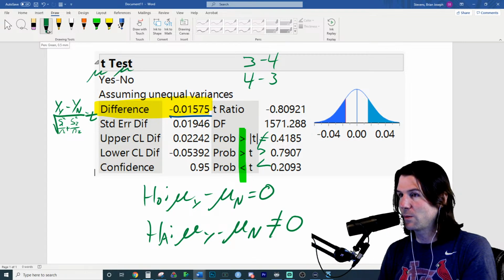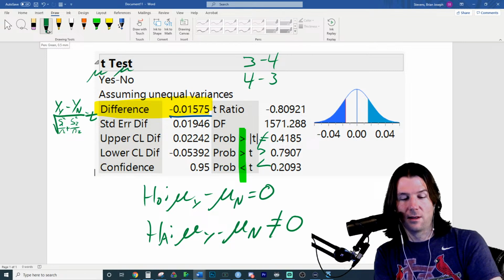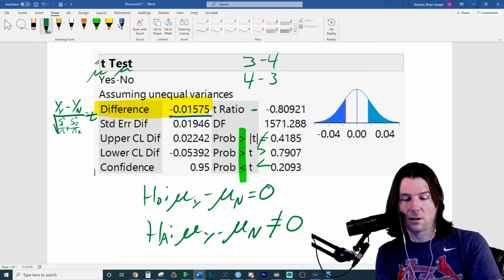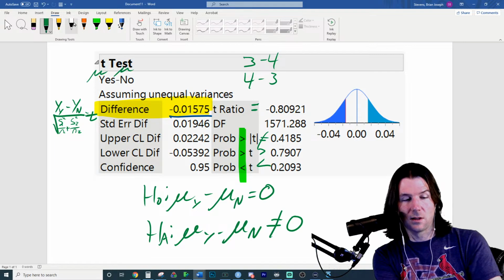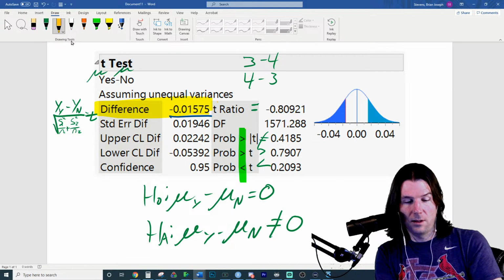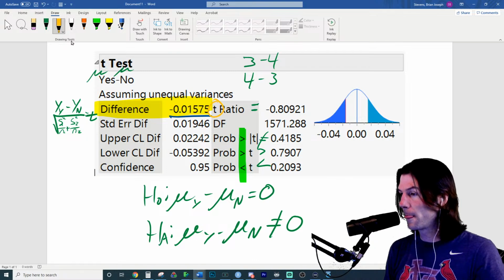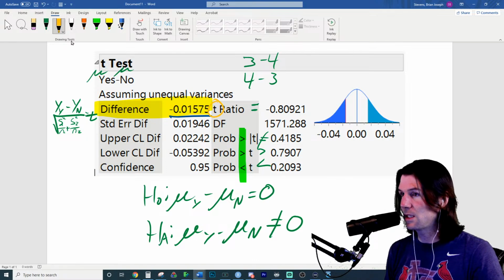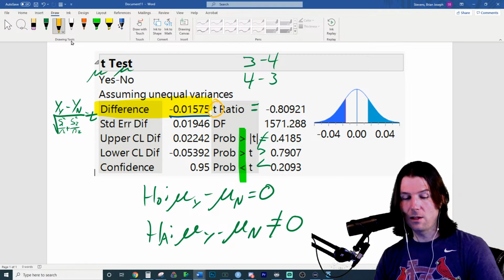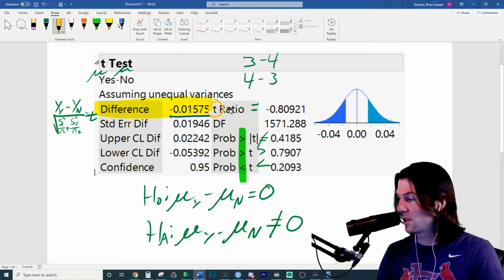So we just take the difference and we standardize it. And look at this. This is the t-value. It'll give us the t-value. So if we take the difference and standardize it, we get the t-value. And so that is literally these two numbers divided. Does that make sense?